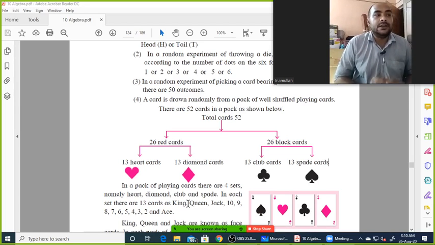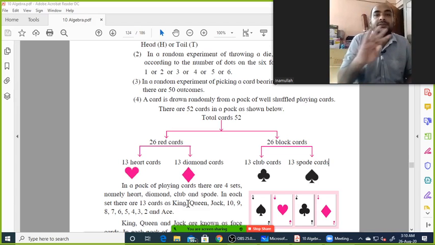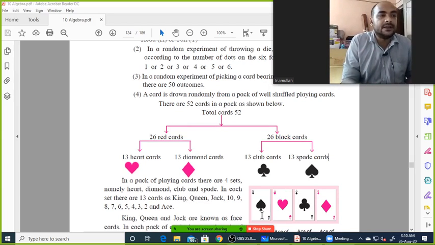Now each of these sets means heart, diamond, club, spade. So these four sets will consist of the same type of card. In each set of 13 cards, you will get one ace card. This is the ace card which is on your screen. These are four ace cards.